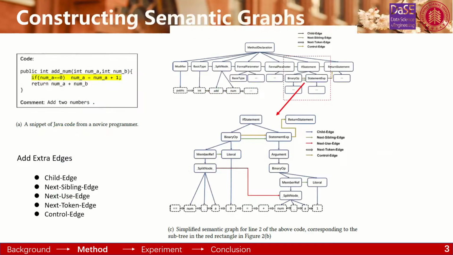For semantic graph construction, the figure in the top left is a sample code, and the figure in the top right is the corresponding AST. First, we tokenize the leaf nodes and replace the position with a custom node, split node, when the number of subwords is greater than 1, and take the subwords as its child nodes. Secondly, we add 5 types of edges, as shown in the figure in the bottom right, which correspond to the yellow lines of the sample code. The first 4 edges have been mentioned in previous studies. Here, we add another edge of control flow.